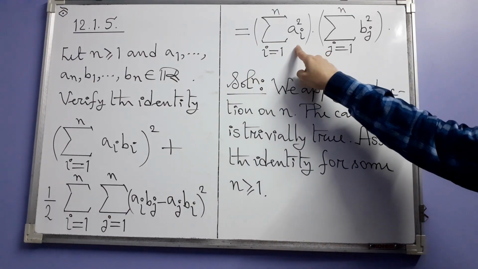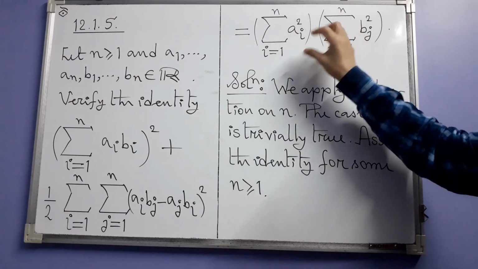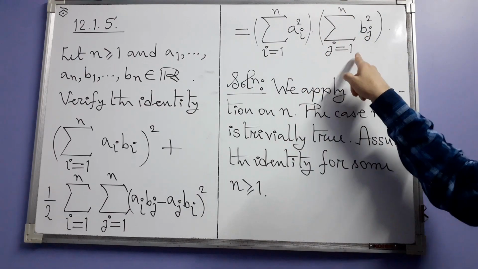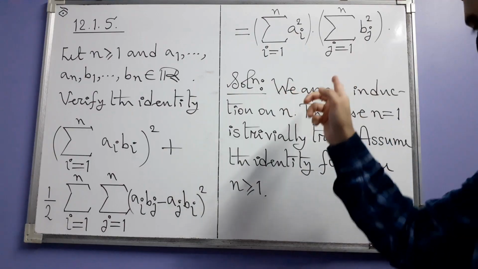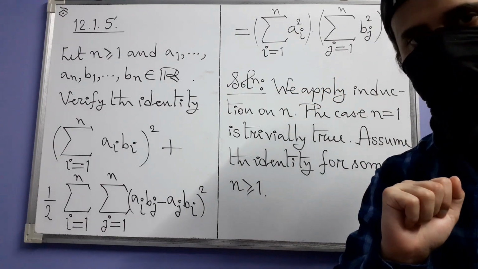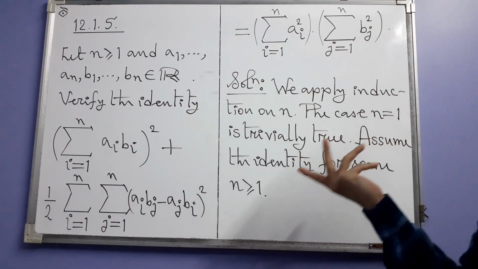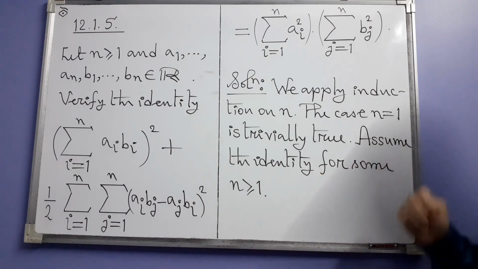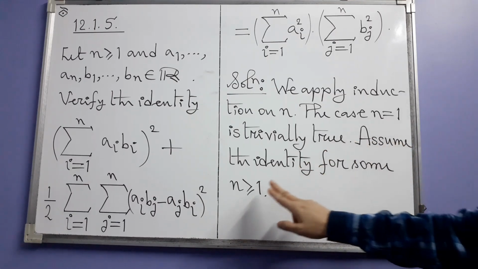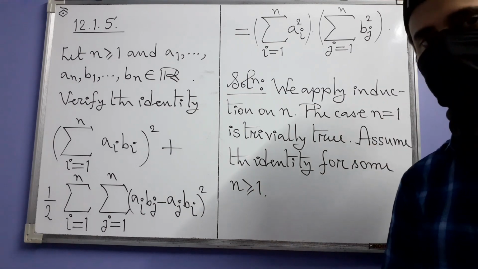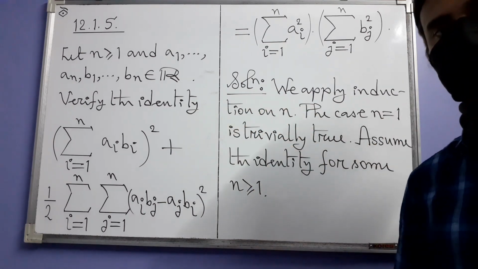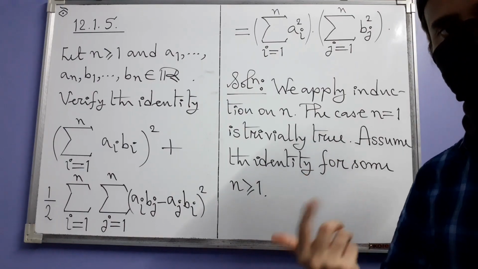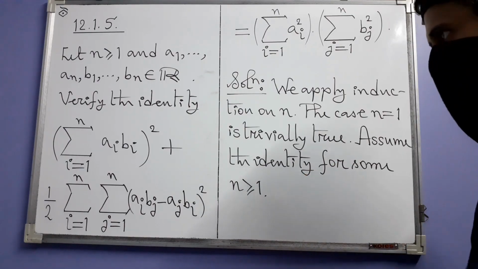What is the right hand side? Here also n is 1. So this sum is equal to a1 square and this one is b1 square. So yes, on this side also we are getting a1 square b1 square. So that is why it's trivially true. And then the induction hypothesis. Assume that the identity is true for some positive integer n. And now we will go for the induction step, where in place of n we are going to choose n plus 1. So let's see how that goes.